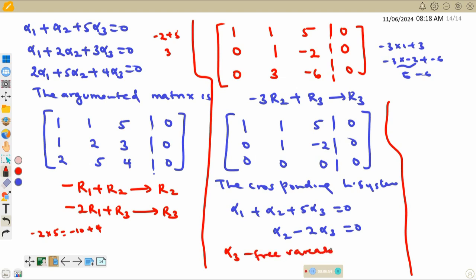So if that is the case, to get the solution, we shall set alpha 3 to be a parameter t, for t which is an element of R. So that is our t.